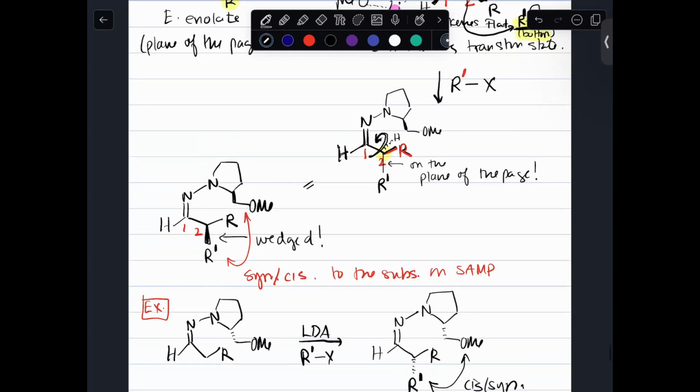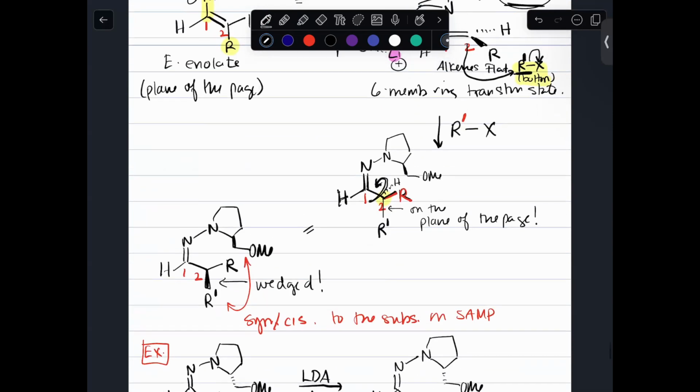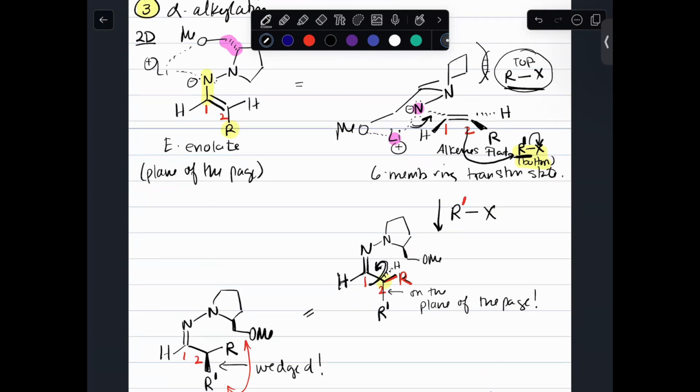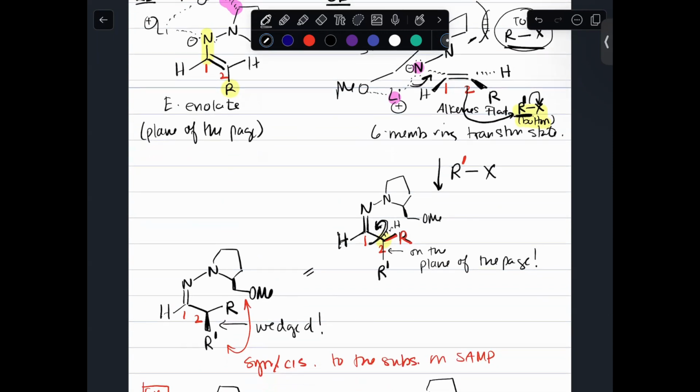I've just tried to explain to you why you get the cis-syn product. You get it because you form a three-dimensional structure with a six-membered ring transition state. Your alkyl halide can only be introduced opposite to your five-membered ring. And so in this case, because my five-membered ring, and I'm using SAMP, is facing up, then my alkyl halide has to come in from the bottom. If it comes in from the bottom, I can rotate things around so that now it's wedged and my R group is on the plane.